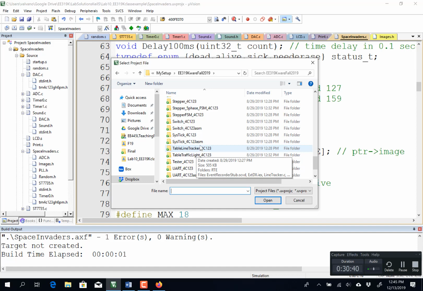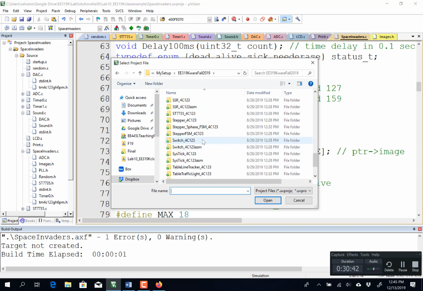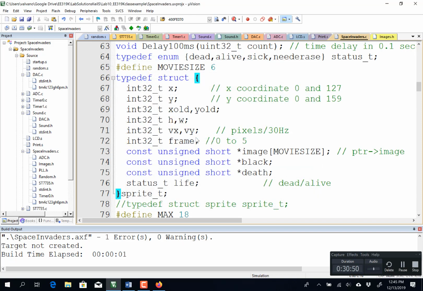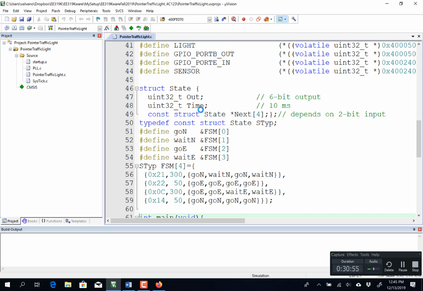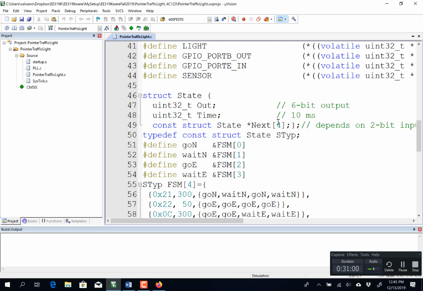Table traffic, I want the pointer traffic light. Finite state machine, stepper, pointer traffic light, there we go. Now I don't know if you've studied this one, but this finite state machine has states which are pointers. If I tried to typedef this, I would not be able to write line 49. Line 49 would be unwritable with that other syntax.